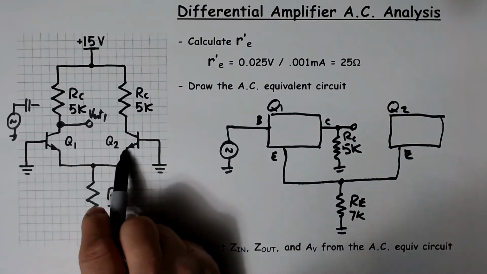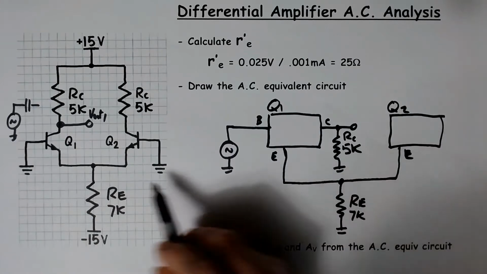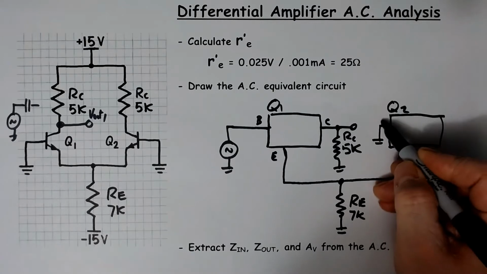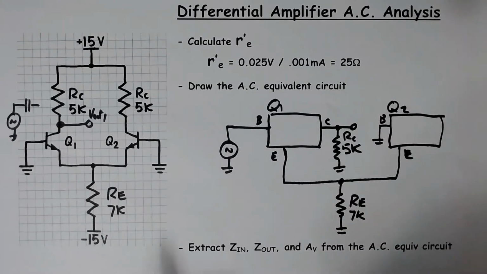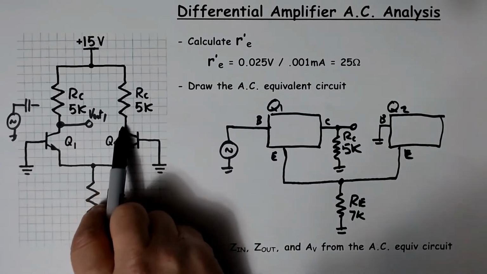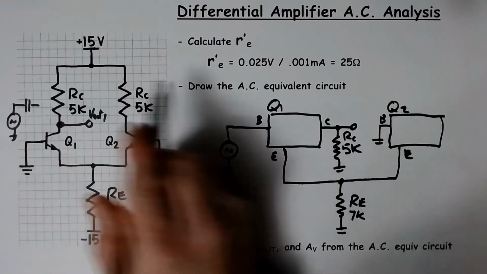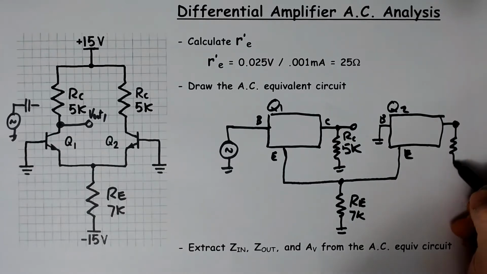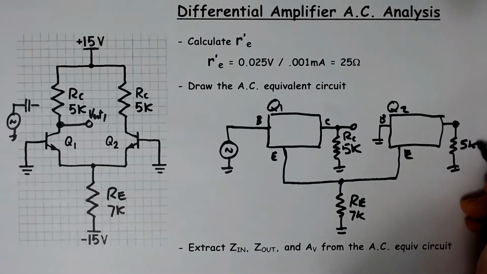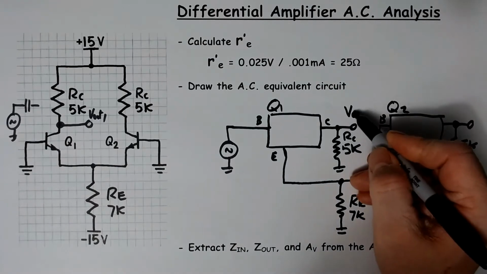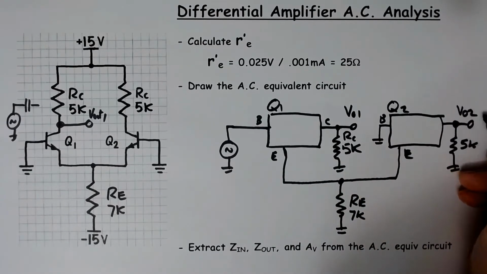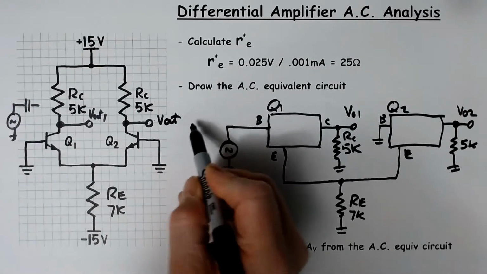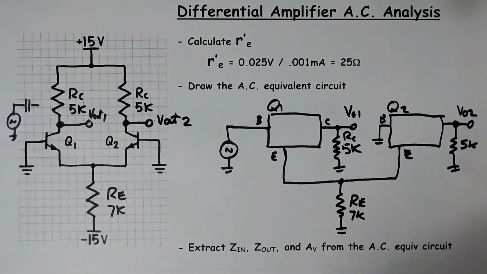And then we go to the second transistor, so there's E. If we look at the base of the second transistor, the base is connected to ground. That base goes to ground. And then out its collector, I can see a 5K ohm resistor, which also goes to ground. So there's V out 1, and here's V out 2. So there's a second output voltage here, V out 2. There's our AC equivalent circuit.